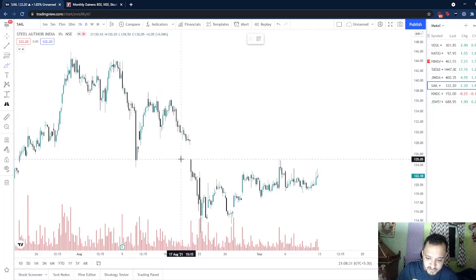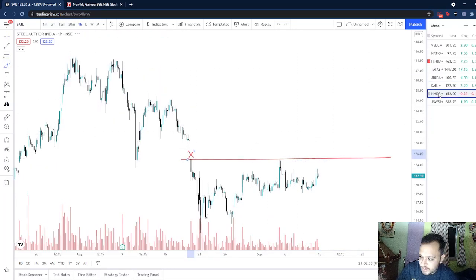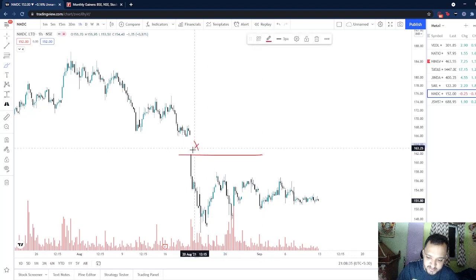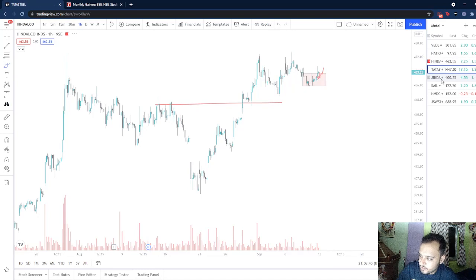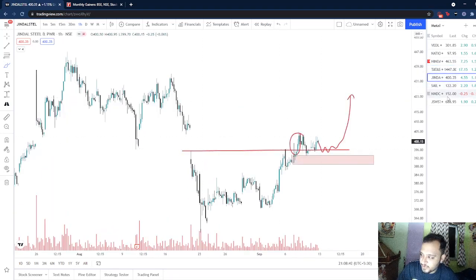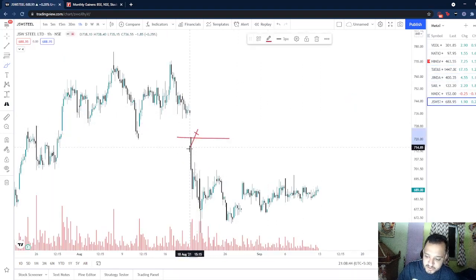Still, you want to avoid it. Why? You see, it hasn't really resolved this gap down. NMDC as well hasn't really resolved. So there is no money flowing in. Hindalco, if you see, solid money is flowing in. Here also money is flowing in. JSW Steel also. Okay, JSW, no money is flowing in.